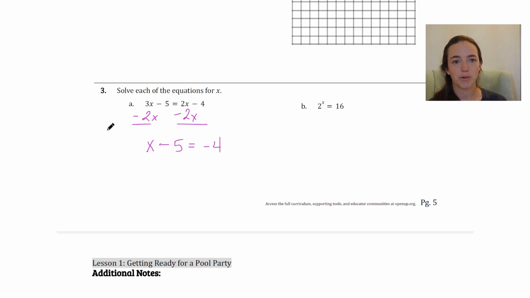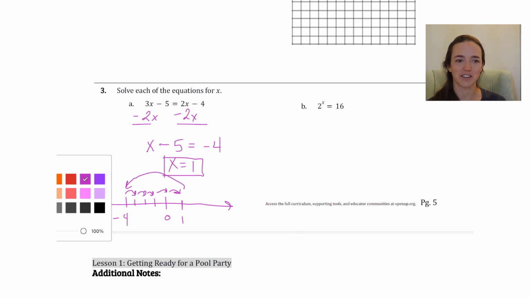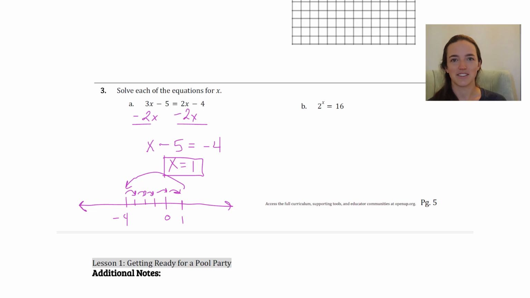So now I need to think of a number that when I subtract 5, I'm going to get -4. So let me make a number line real quick. Let's imagine what this looks like. So here's -4. I need a number that when I subtract 5, I get down to -4. So thinking backwards, 1, 2, 3, those are weird arrows, 4, 5. If I'm starting at 1, subtracting 5 from 1 would get me back to -4. So x is 1 here. Just kind of thinking backwards of what x would have to be so that I get -4.